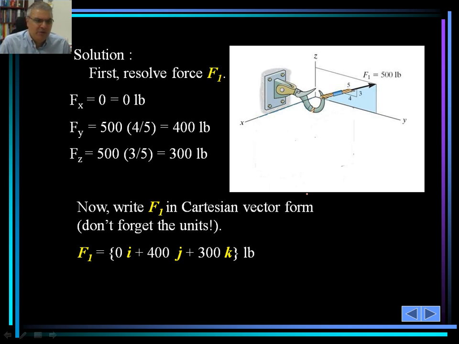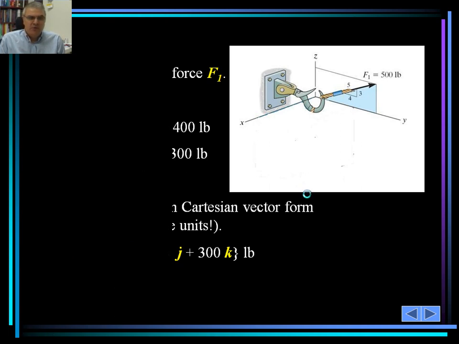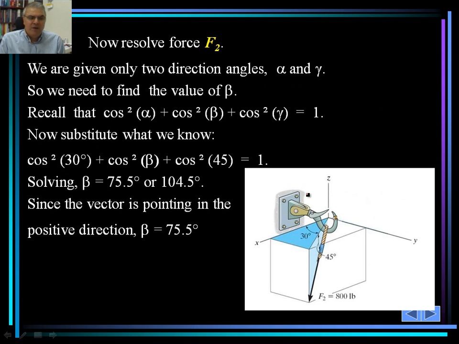Again, don't forget the units. 0i plus 400j plus 300k pounds. In this class, it is very important to use the appropriate units, and you will lose points if you don't use the appropriate units, or if you forget to put the units right next to the answer, or if you forget to carry them on.